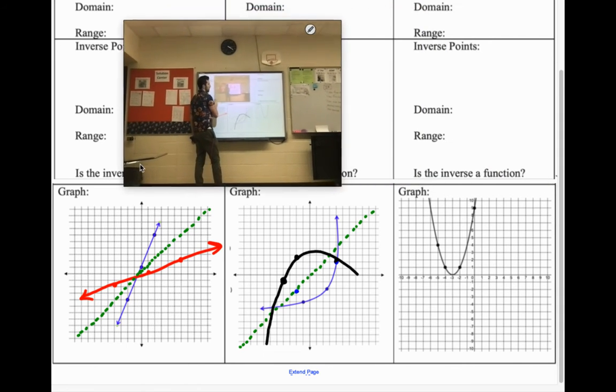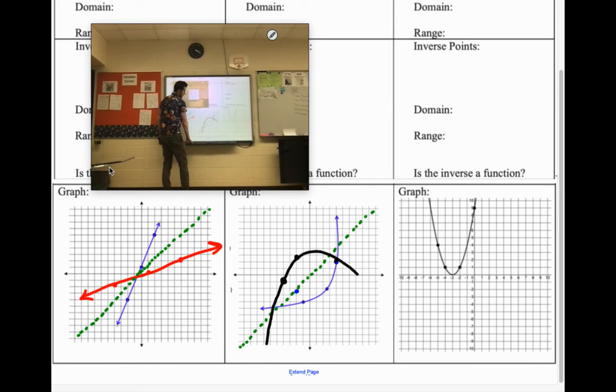My patience is exhausted for technology. I'm drawing all over the place here.